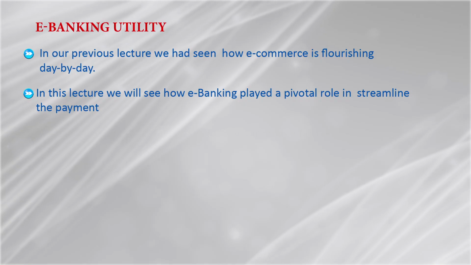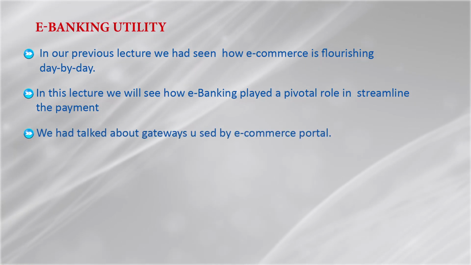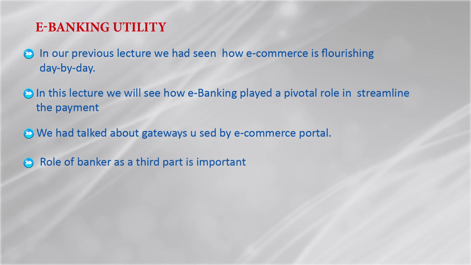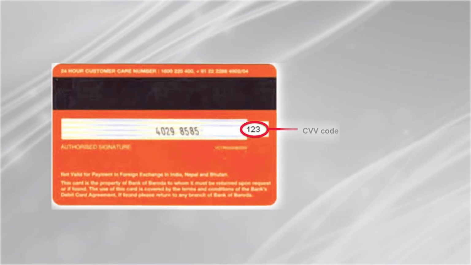We talked about gateways in our previous lecture, how to use the e-commerce portal, and the role of the banker as a third party, because when the gateway is developed, the money is redirected to the third party. And in India, as we have already discussed, we use two layers of security. One is the CVV, which is given at the back of the credit card or plastic money, and the other is the OTP, the one-time password.